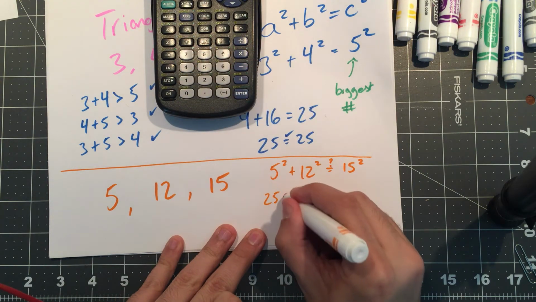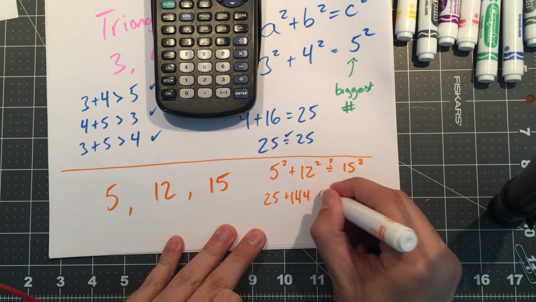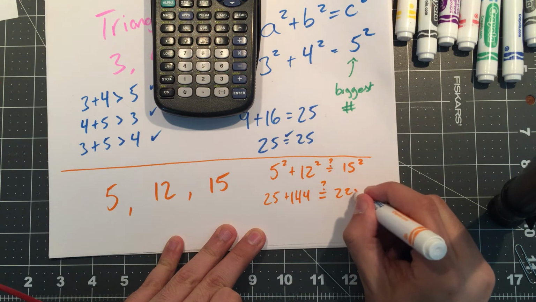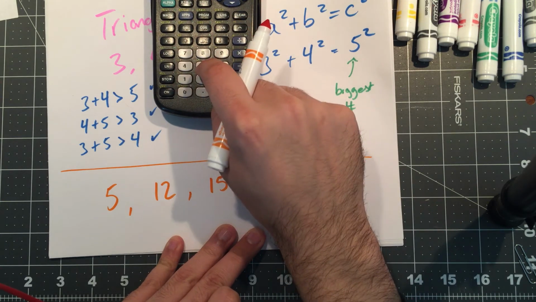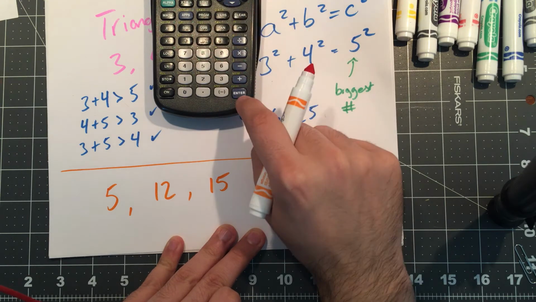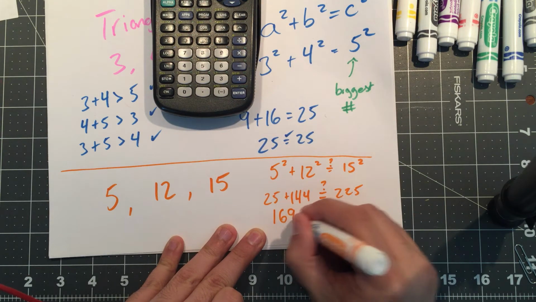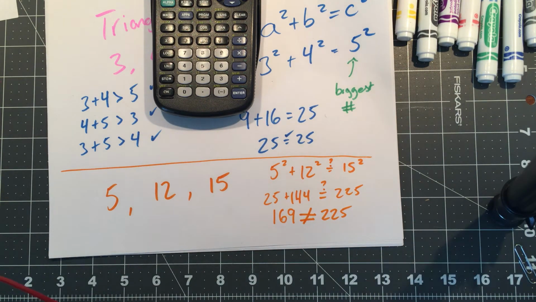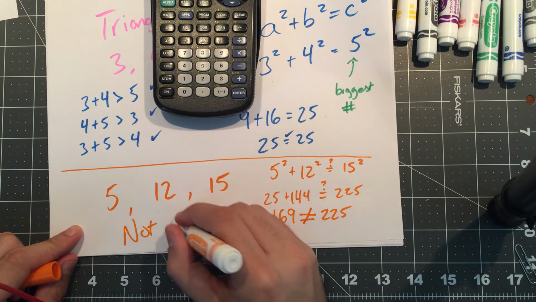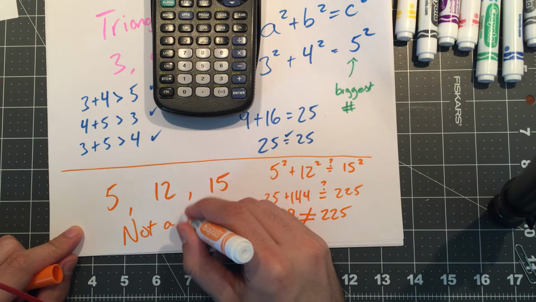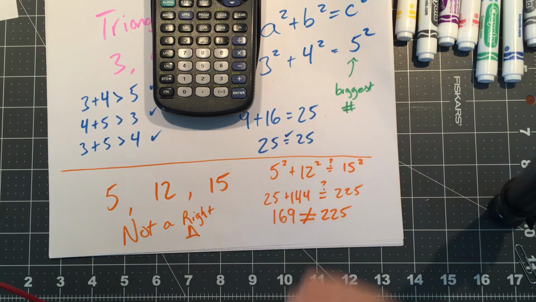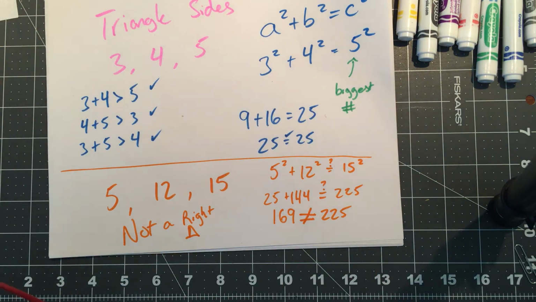So that's 25 plus 144. 15 squared is 225. 144 plus 25, and so 169 is not equal to 225. There you go. So I could say this is not a right triangle, just by using the Pythagorean theorem. I don't have to actually have a physical triangle or know any of the angles to know that something is or is not a right triangle.